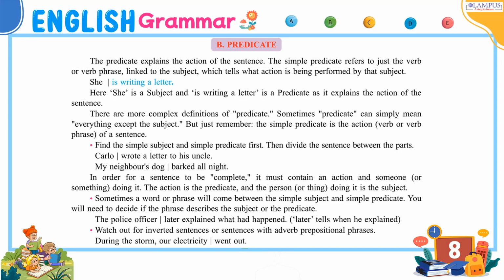In order for a sentence to be complete, it must contain an action and someone, or something, doing it. The action is the predicate, and the person, or thing, doing it is the subject. Sometimes a word or phrase will come between the simple subject and simple predicate. You will need to decide if the phrase describes the subject or the predicate. The police officer later explained what had happened. Later tells when he explained.